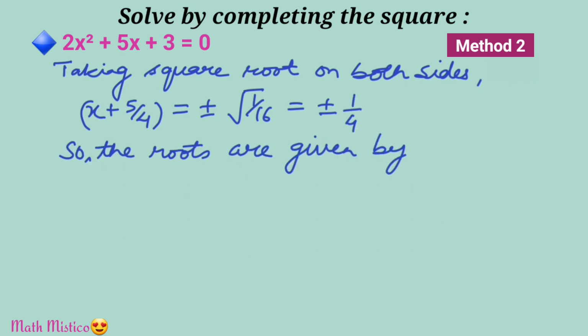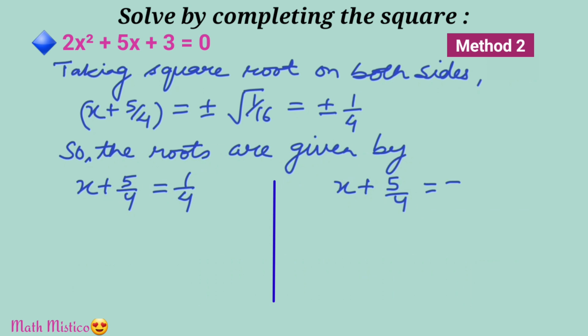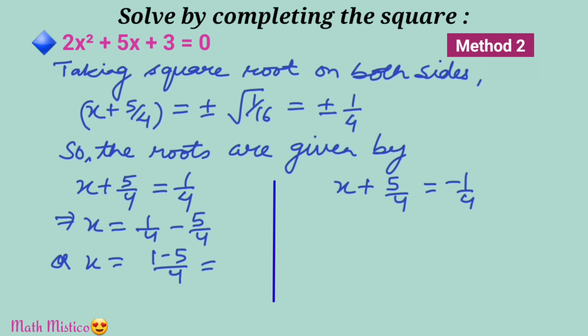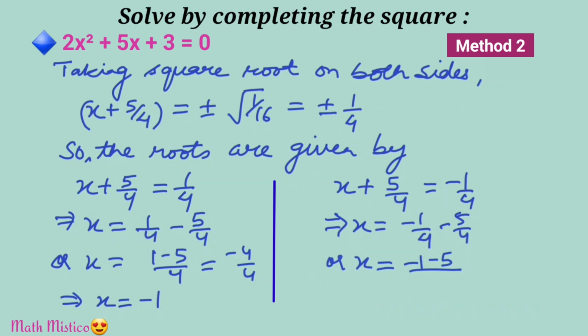So the roots of this equation are given by x plus 5 over 4 equal to 1 over 4 and x plus 5 over 4 equal to minus 1 over 4. Solving the first one, x is equal to 1 over 4 minus 5 over 4, which is equal to 1 minus 5 or minus 4 over 4. On simplifying, we get minus 1. On the other side, x equal to minus 1 by 4 minus 5 by 4, minus 1 minus 5 over 4, which gives us minus 6 over 4, which is finally equal to minus 3 over 2.